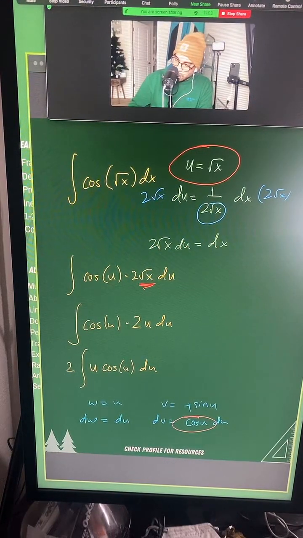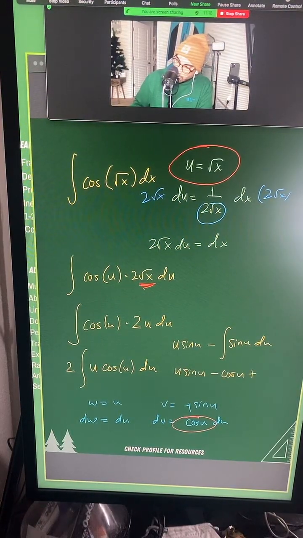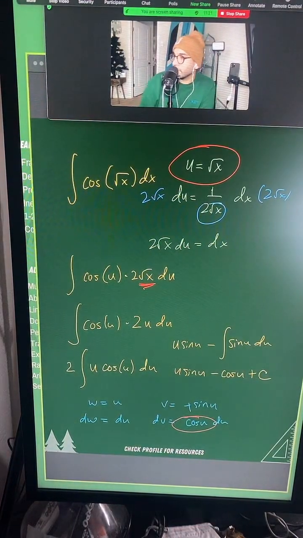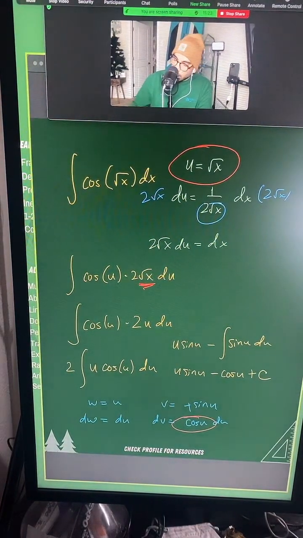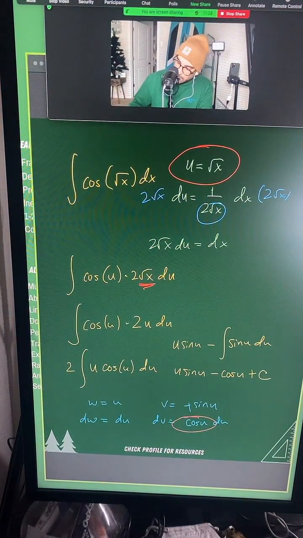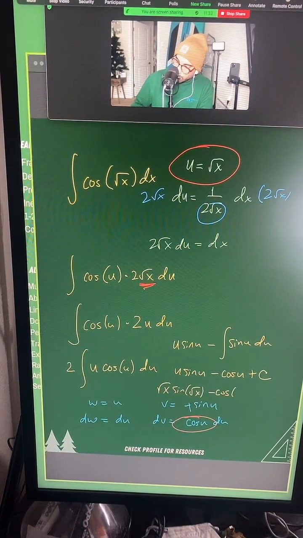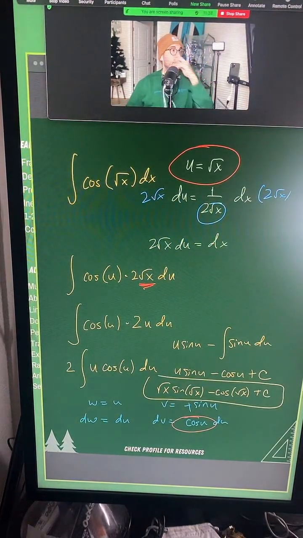All right, guys, let's just finish this up. So I have u sine u minus integral of sine u du. There you go. And this is just going to become u sine u minus cosine of u plus c. Awesome. So don't forget, up on top in red, I have that u is equal to root x. So I'm just going to go ahead and put that in. And so I get root x sine of root x minus cosine of root x plus c. And that's the integral.